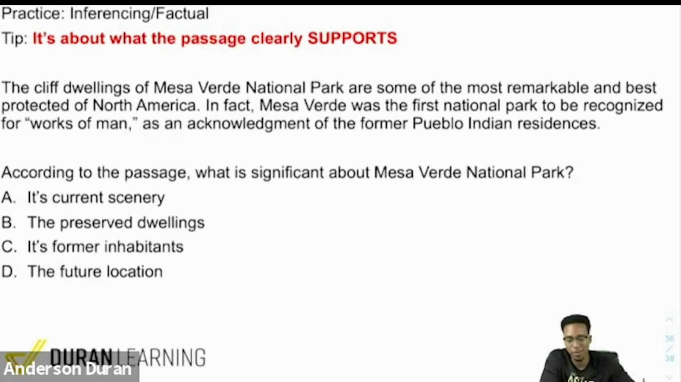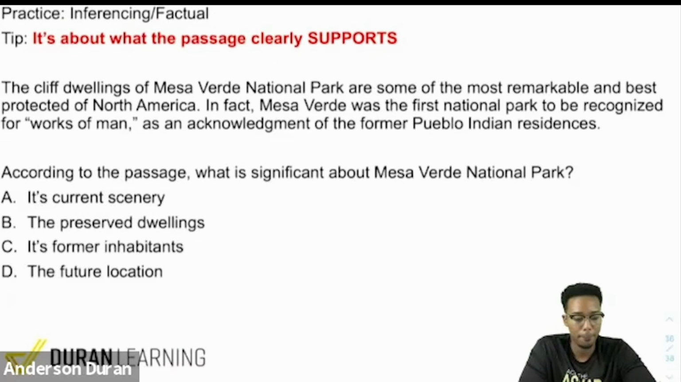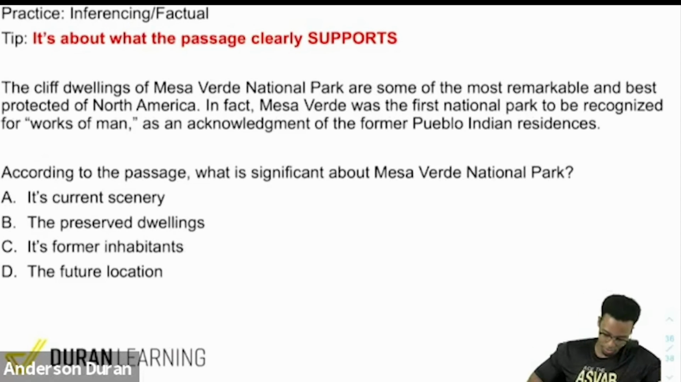All right, guys, first things first, read the question. According to the passage, what is significant about Mesa Verde National Park? So what are we looking for, guys? What does the question ask?